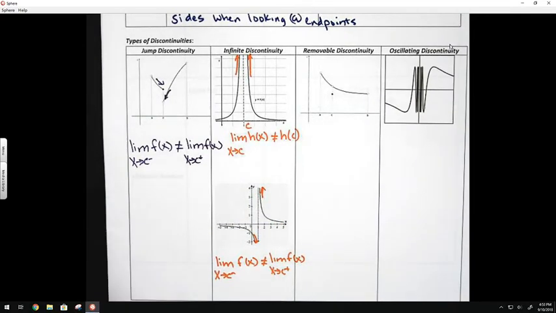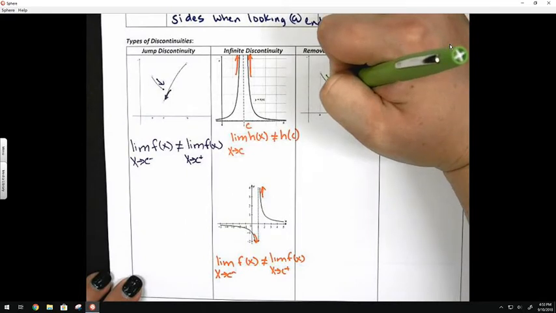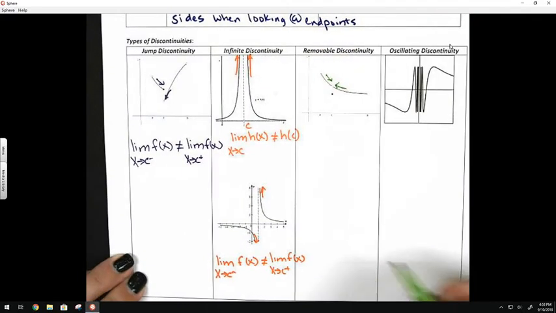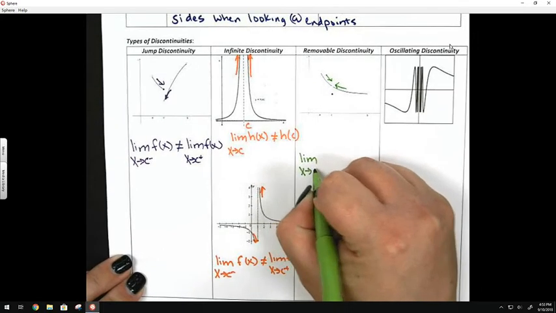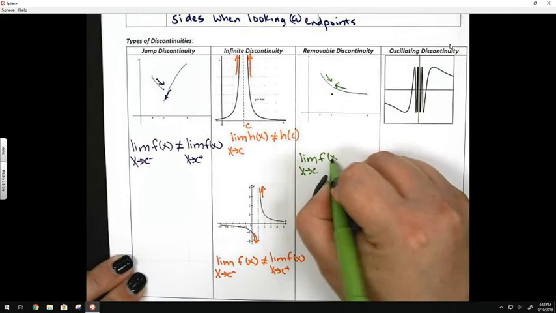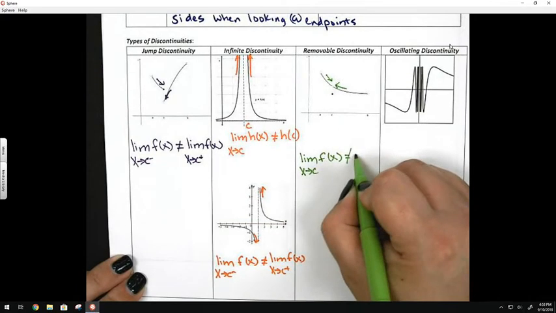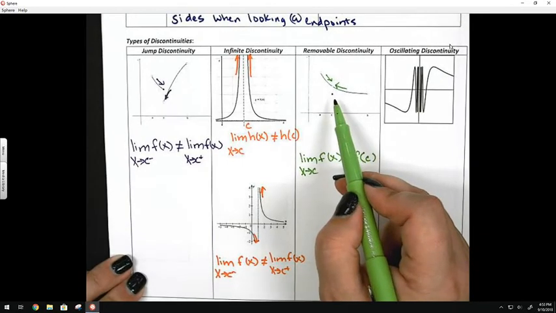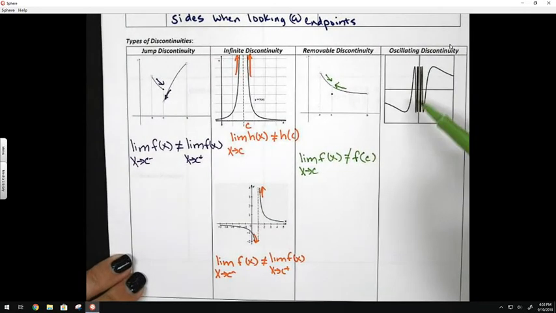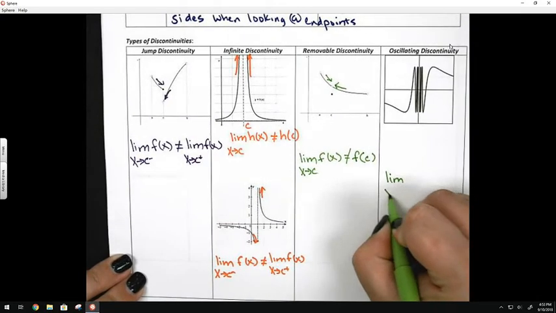Then we've got our removable discontinuity, which we talked a little bit about in class today anyway, but we know a removable discontinuity is just a hole, and we know that the overall limit exists, but it doesn't actually equal the function value. So the limit as x approaches c exists, but it does not equal f of c because it's actually filled in down here. And then we know for this oscillating discontinuity that the left limit and the right limit do not equal each other.